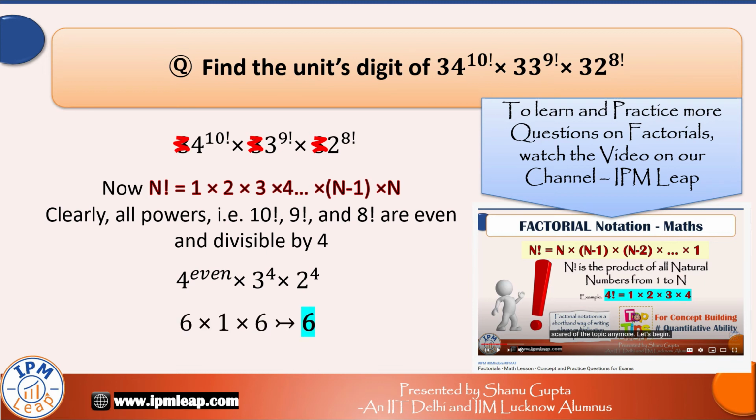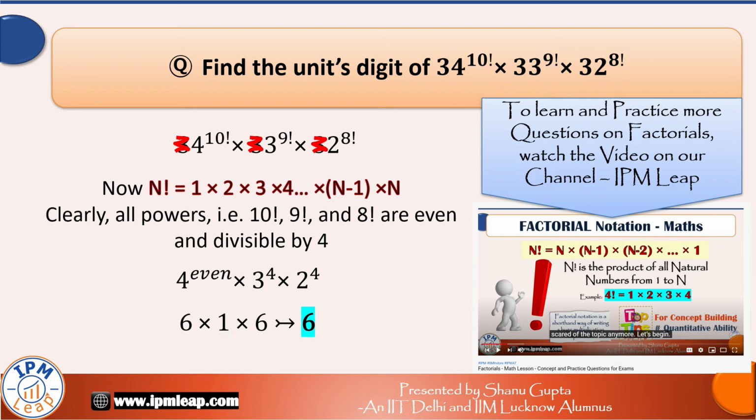The unit digit of 3 raised to 10 factorial will be the same as that of 3 raised to 4, because 10 factorial is a multiple of 4. Since 3 raised to 4 is 81, we write 1 as the unit digit.